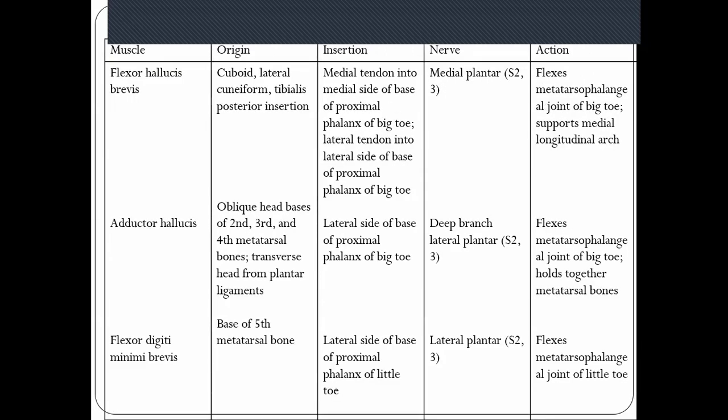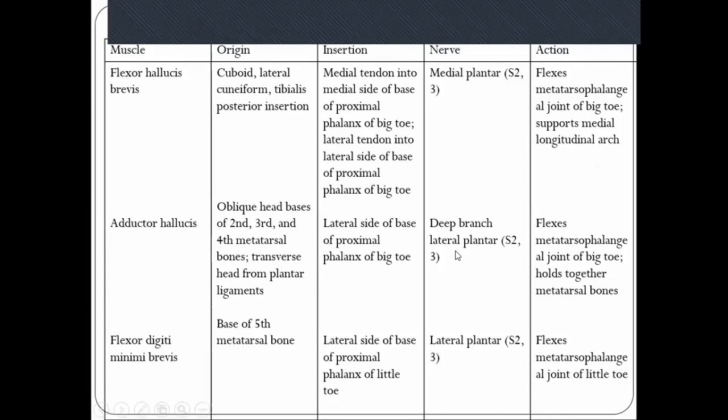The next layer is the third layer of the sole of the foot. It has three muscles. The first one is the flexor hallucis brevis, the second one is adductor hallucis, and the third one is flexor digiti minimi brevis. So the flexor hallucis brevis is supplied by the medial plantar nerve. It flexes the metatarsophalangeal joint of the big toe and supports the medial longitudinal arch.